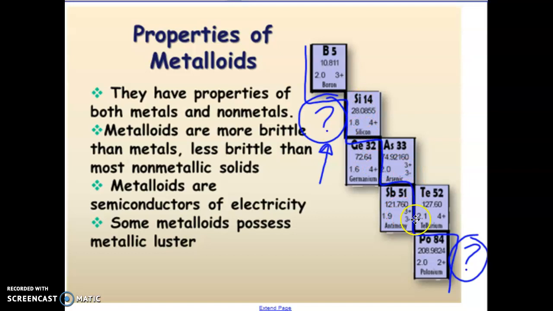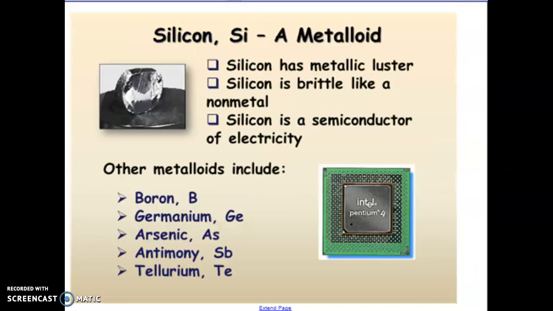Some of these metalloids are able to conduct electricity, but not able to conduct heat. So they have kind of a mixture of those properties. Some are shiny and some are dull. So for example, you can have something that can conduct electricity like a metal, but it's dull like a nonmetal. So it's a mishmash here of properties.